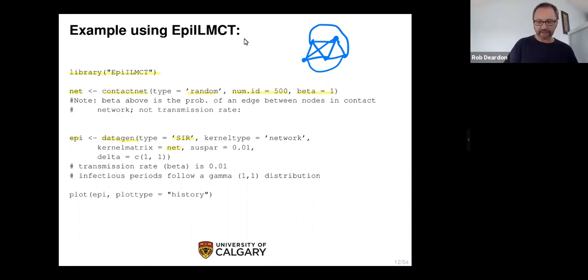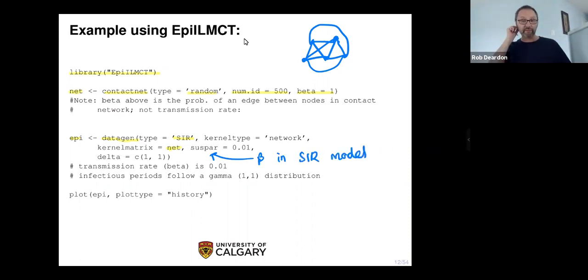The sus par is really the beta in my SIR model. So I have a transmission rate of 0.01 here. And the infectious periods are generated stochastically from a gamma distribution. So we're thinking about the infectious periods in terms of the actual period rather than the rate to start with. These are the parameters of my gamma here. I'm simulating my infectious periods from a gamma(1, 1), or exponential with rate 1, which is nice and simple, obviously. And then finally we have a plot function.